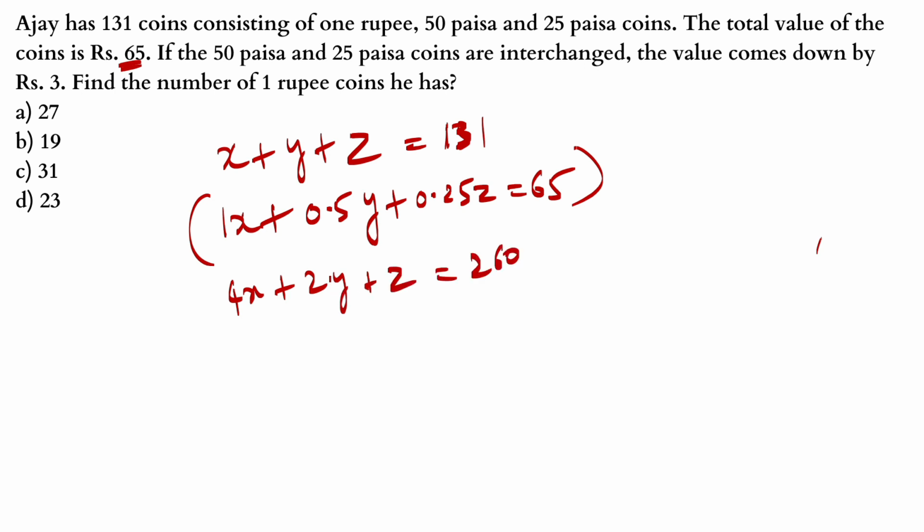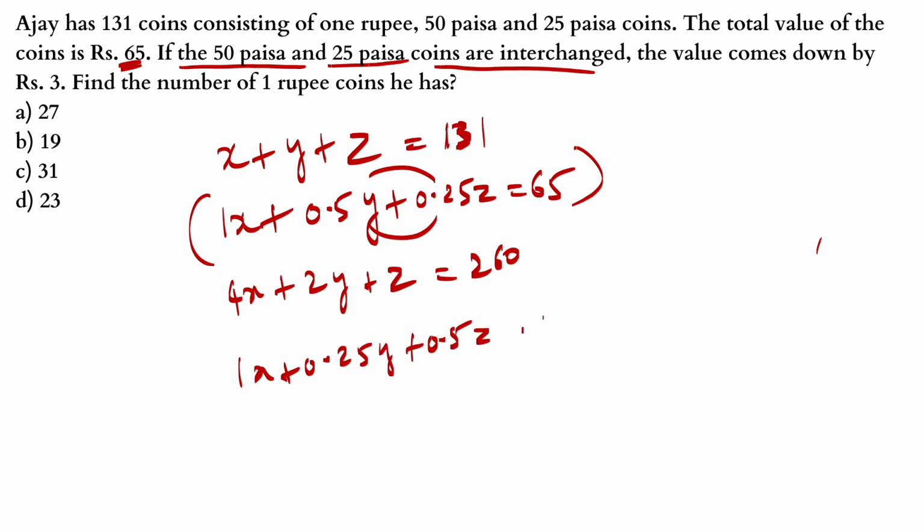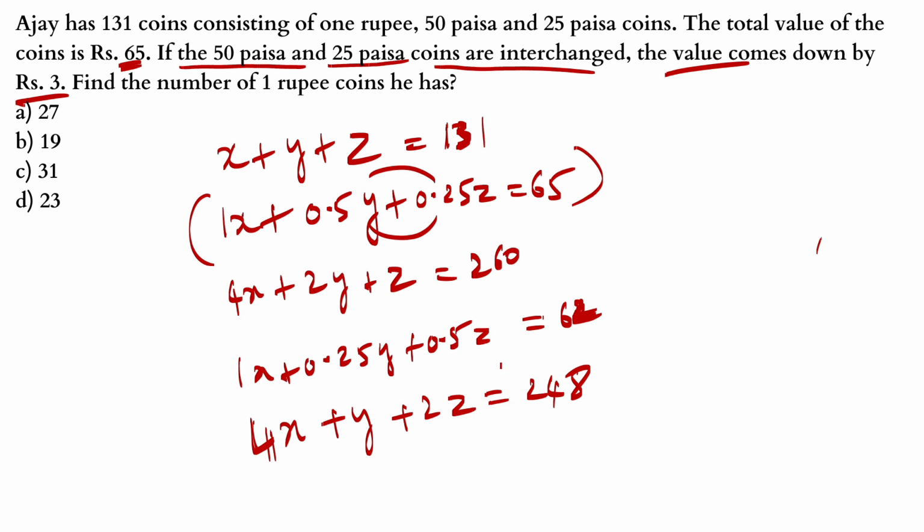Alright, and the condition is if the 50 paise and 25 paise coins are interchanged, so just interchange them, we'll get 1x plus 0.25y plus 0.5z equal to 62. Why 62? The value comes down by rupees 3 after the interchange. So 65 minus 3 is 62. If we multiply this with 4, again we'll get 4x plus y plus 2z is equal to 248, right?